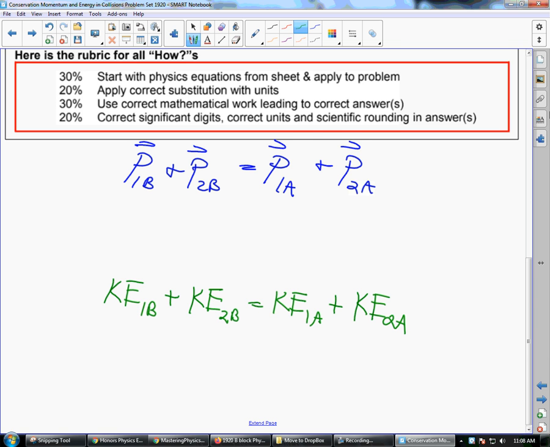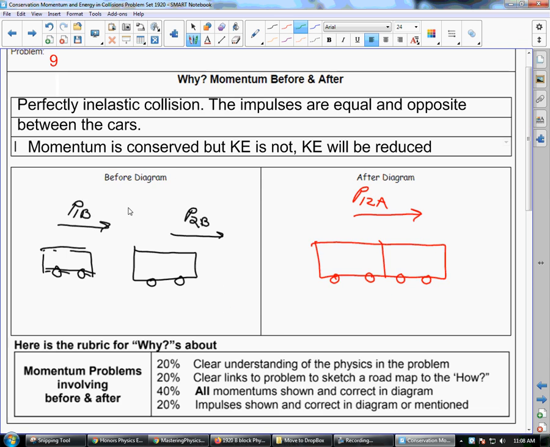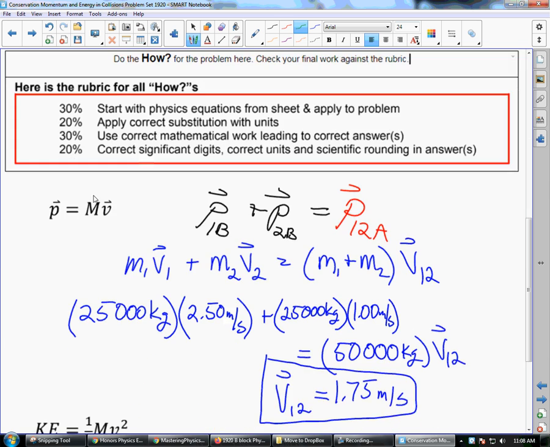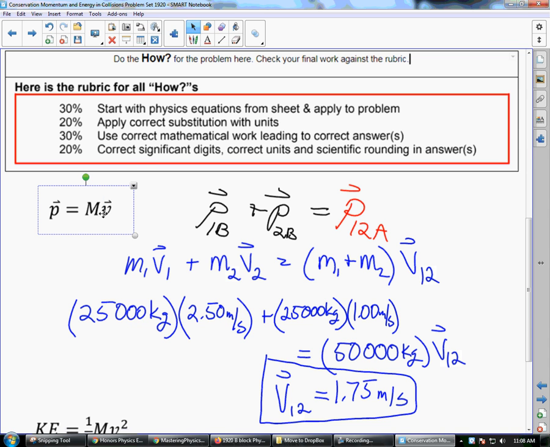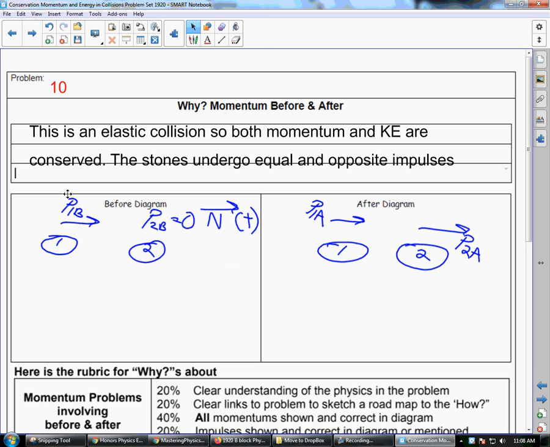I need my equations. I think I'll go back one page and grab them rather than... Copy. Paste.